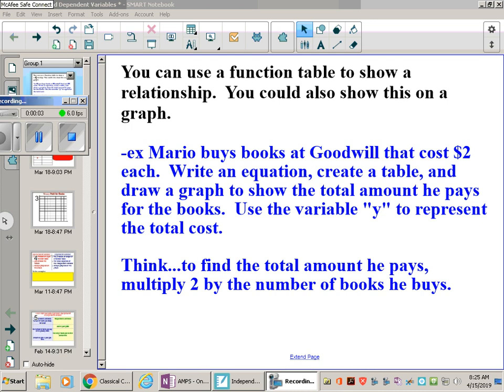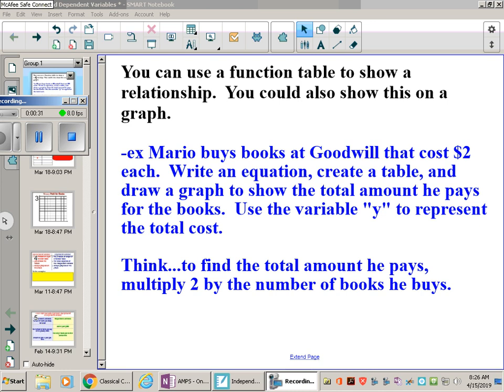Today we're going to pull together several things we have already been working on. We're going to pull together what we know about function tables, what we know about equations and coordinate graphing, and put that together today. We're also going to add in the element of being able to look at a situation and decide, of the two things that we're saying have a relationship, which one is an independent variable and which one is a dependent variable. But let's first look at the equation and the table.